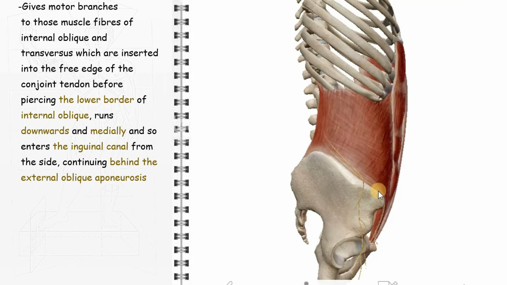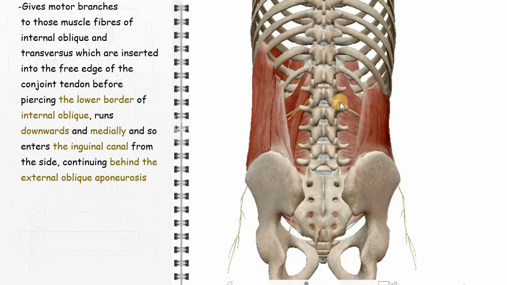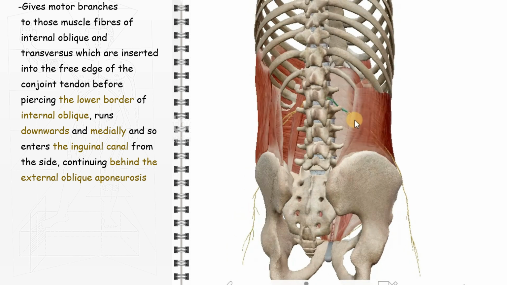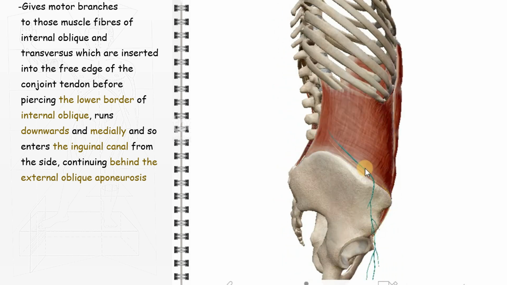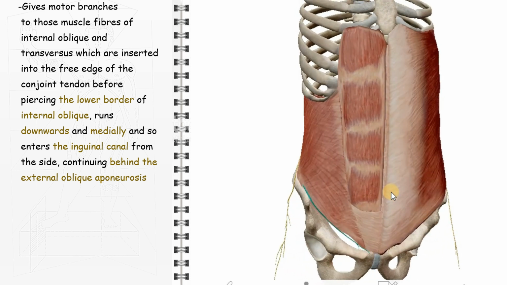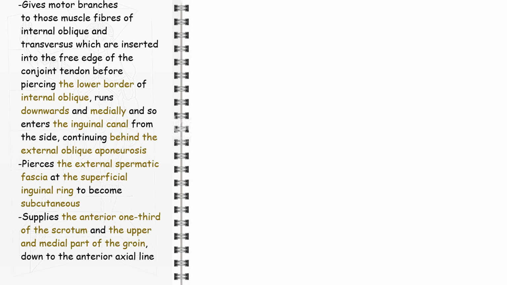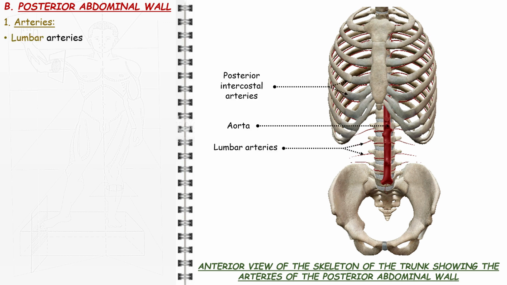It gives motor branches to those muscle fibers of internal oblique and transversus muscles which are inserted into the free edge of the conjoint tendon before piercing the lower border of internal oblique, runs downwards and medially and so enters the inguinal canal from the side, continuing behind the external oblique aponeurosis. At this point, it pierces the external spermatic fascia at the superficial inguinal ring to become subcutaneous. It supplies the anterior 1/3 of the scrotum and the upper and medial part of the groin, down to the anterior axillary line.